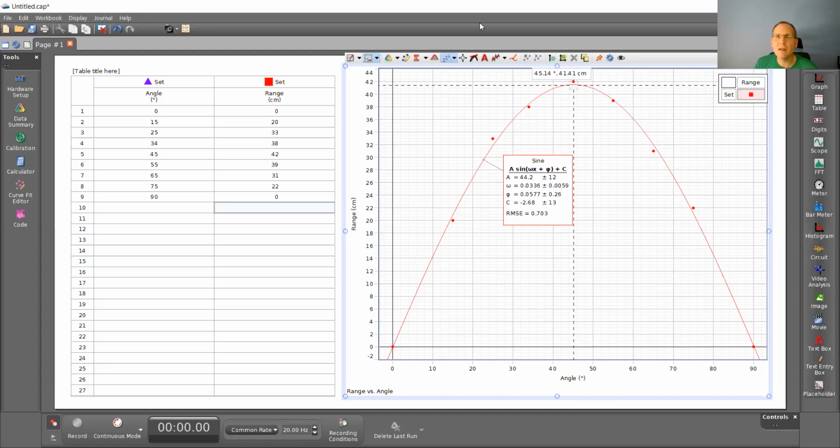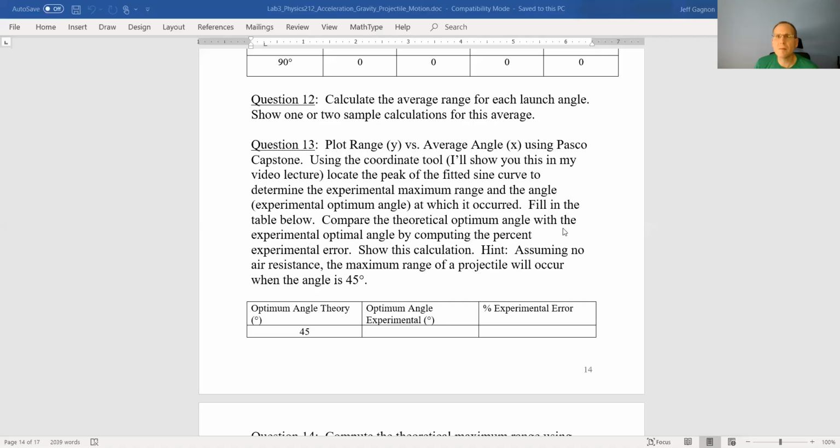So let me go back to the lab handout. Once we found those values, the maximum range experimental and the angle at which it occurred, which I'm calling the optimal angle experimental, then I can finish answering question 13, right? The optimal angle theory should be 45 degrees, right? 45 degrees is going to give you the largest range. So you're going to put in your value here that you got from your graph. In our case, it was 45 point something, I forget what it was. And then compare the two by computing a percent experimental error.